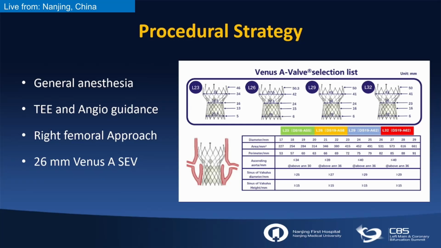So according to the CT analysis, our strategy for this typical bicuspid valve aortic stenosis case is we will use general anesthesia with angio guidance. We will use angio guidance only, from the right femoral access. In terms of the valve size, according to the CT analysis, the annular diameter is 23. So we decided to use 26. Venus-A is a domestic self-expandable valve. So this is our strategy.